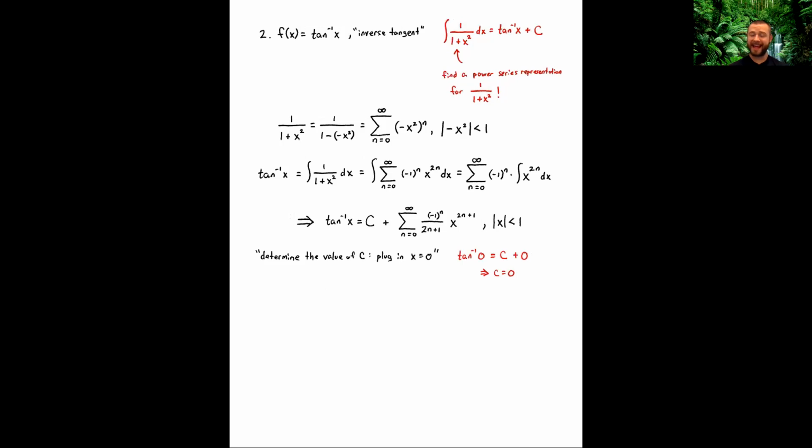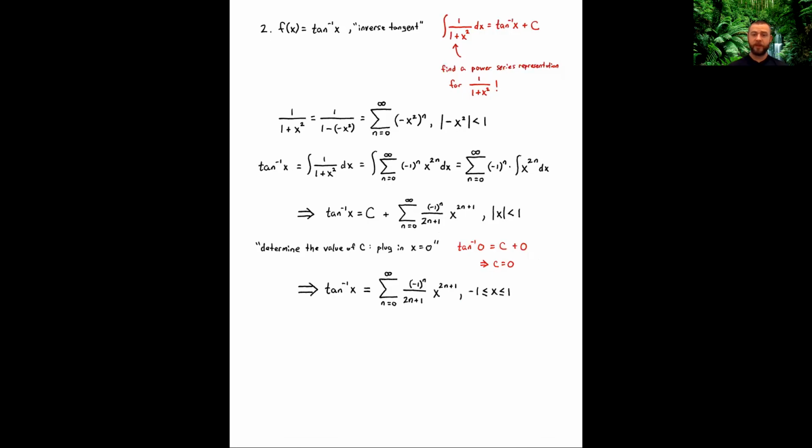So if you plug in x equals 0, any value of x would work within the interval of convergence, but we pick a value that we can nicely evaluate inverse tangent at. And that nice value is x equals 0. Okay, so we find our constant of integration, again, like the last example, comes out to 0. It doesn't have to. And we get this rather nice power series representation.